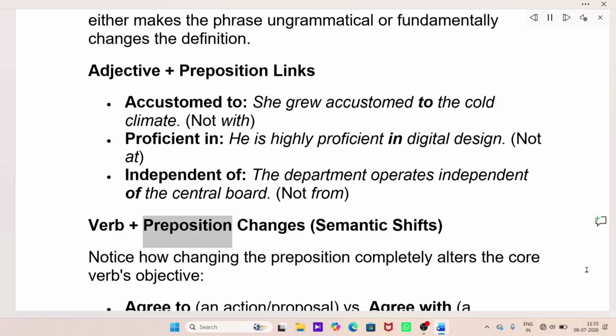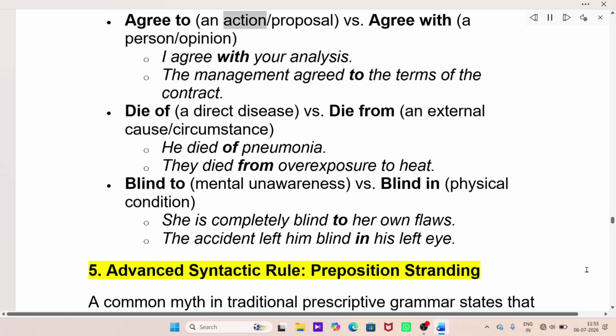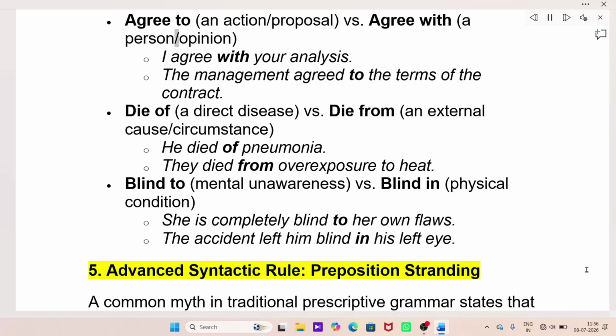Verb plus preposition changes, semantic shifts. Notice how changing the preposition completely alters the core verb's objective. Agree to, an action or proposal, versus agree with, a person or opinion. I agree with your analysis. The management agreed to the terms of the contract.